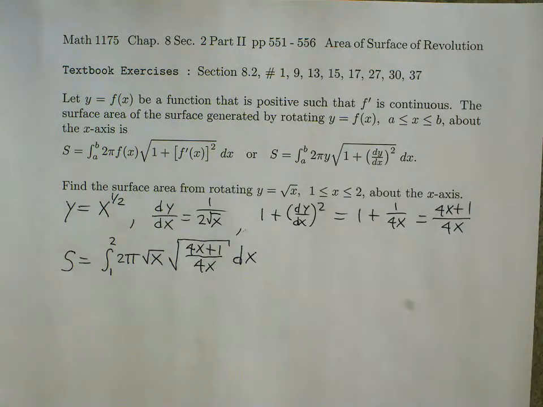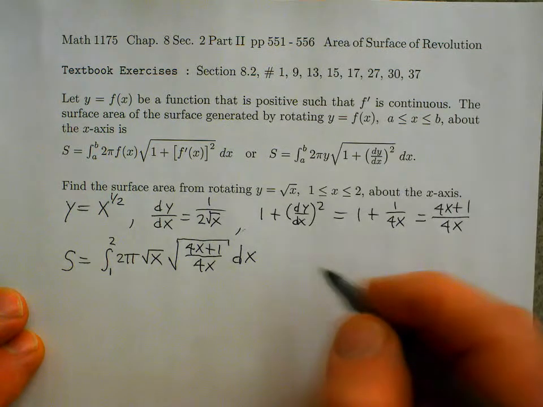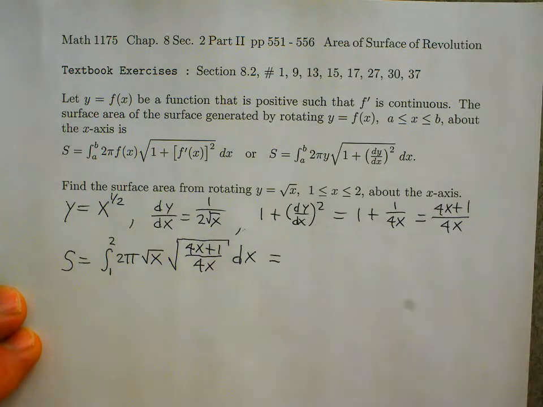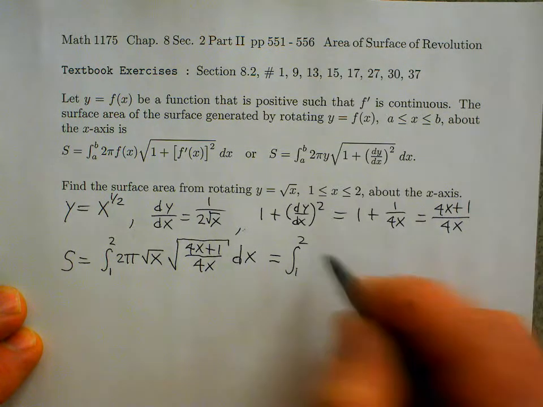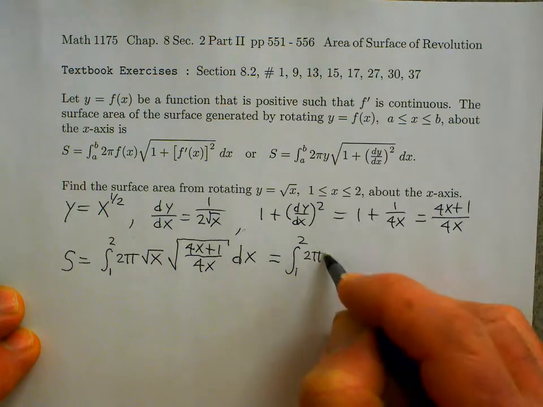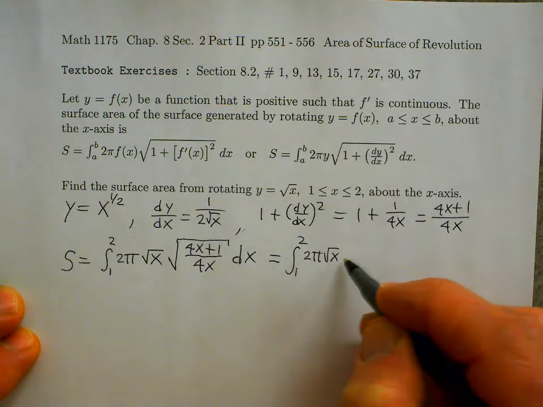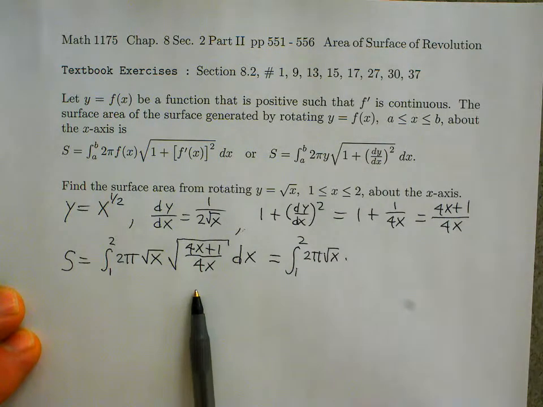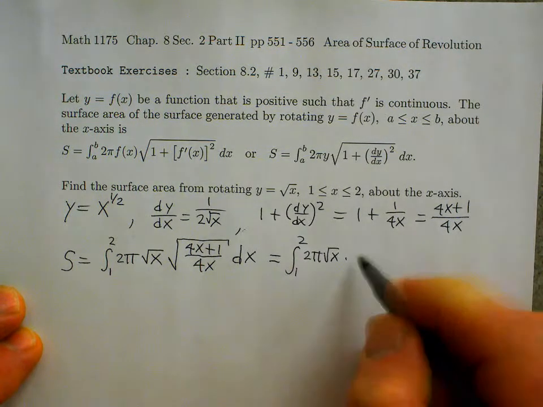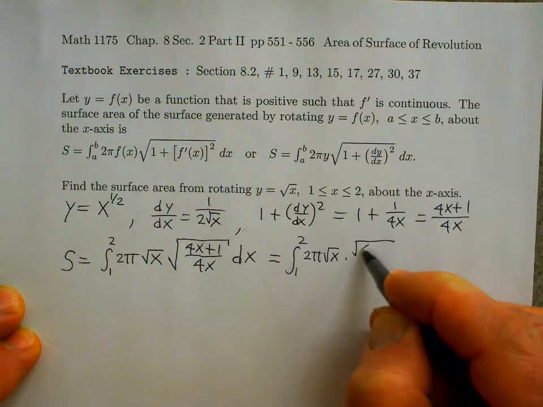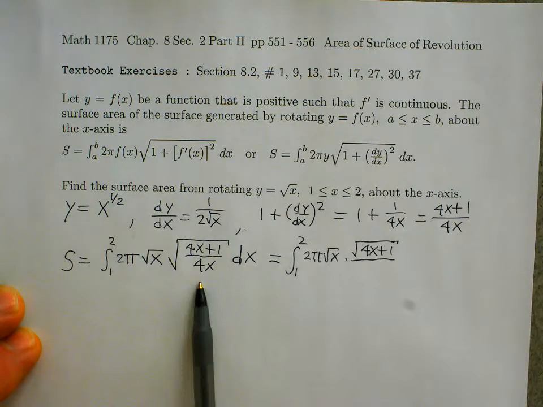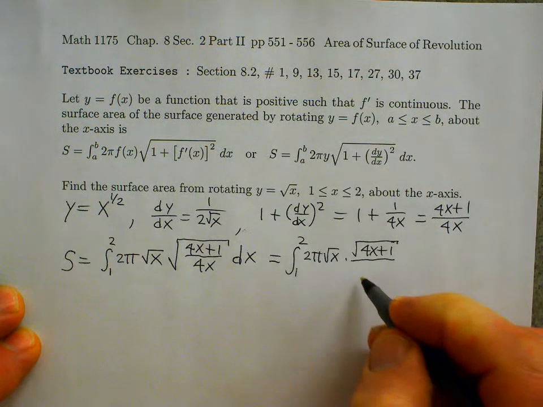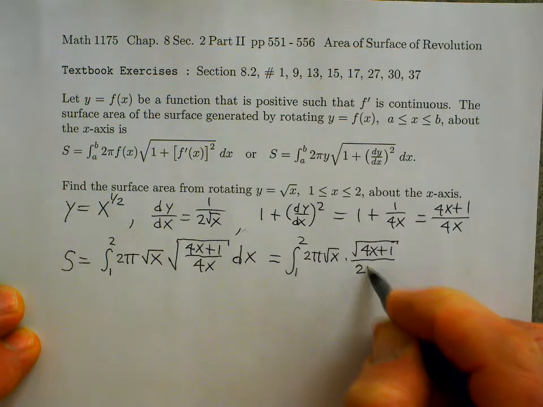Okay, then we'll simplify the integrand. So you can probably tell right away what it's going to simplify to. But I'll put in a couple of steps. Let's write 2 pi times the square root of x. And I'll replace the square root of that rational expression with the square root of the numerator, 4x plus 1, and then the square root of 4x. The square root of 4 is 2, so I'm going to write it as 2 times the square root of x dx.